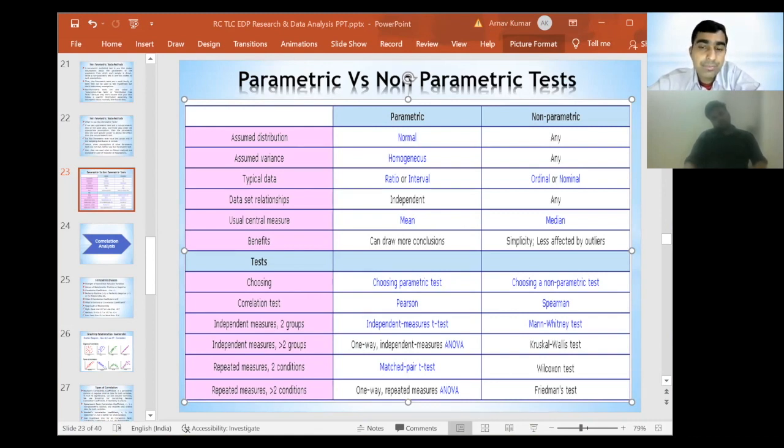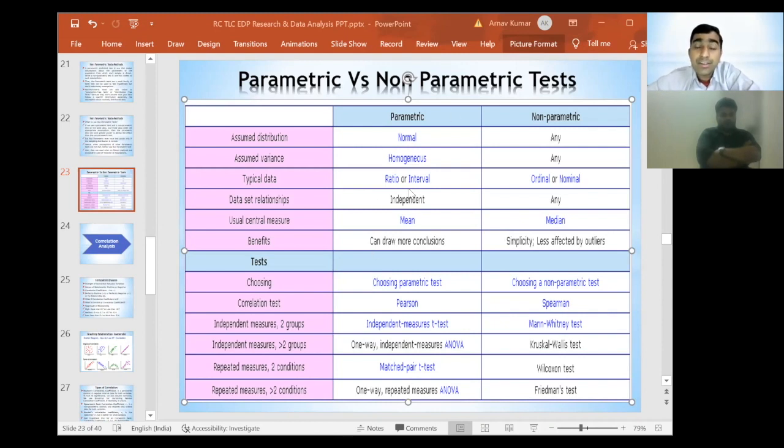We do not compare the mean, we compare the median in a non-parametric analysis, because, you know, median can be computed even using ordinal or nominal data, because median is about arrangements. Even if you have data in which there is some order, you can arrange the data in ascending or descending order and find the middle value, which will be the median.